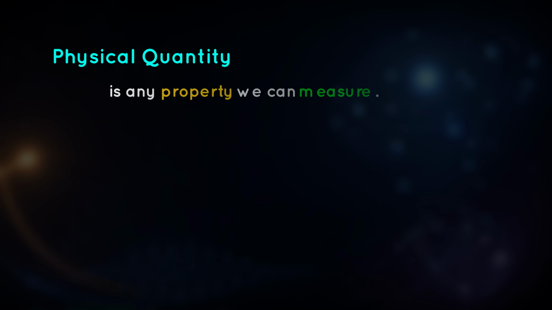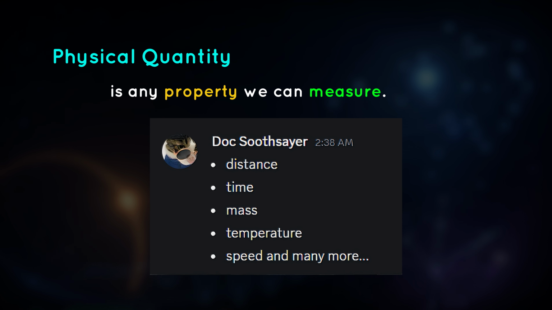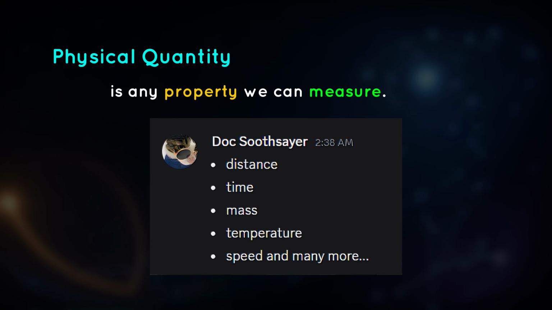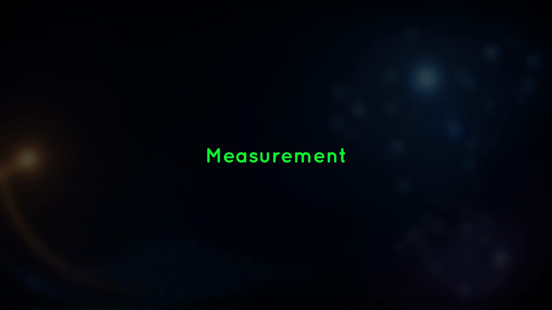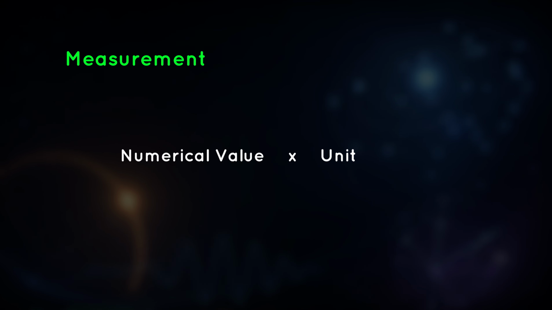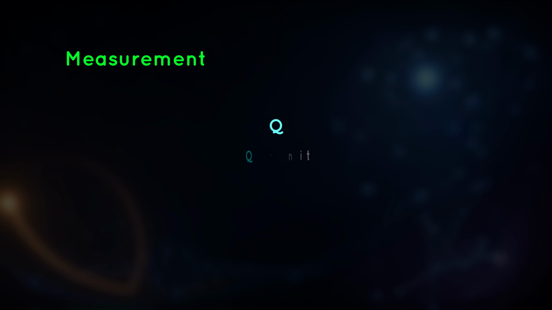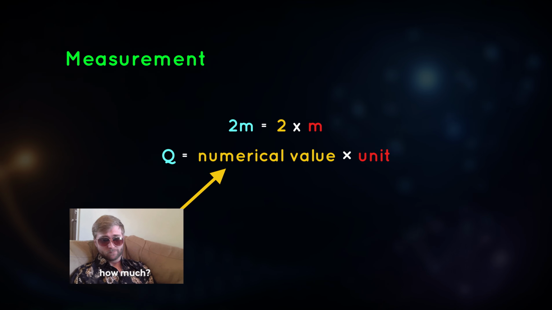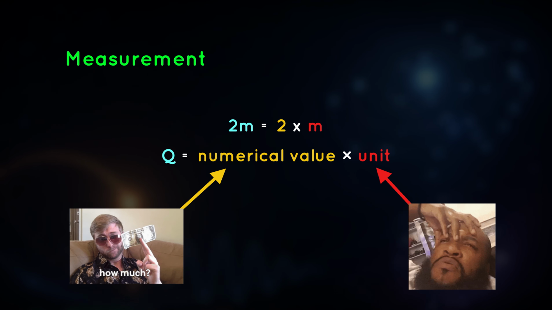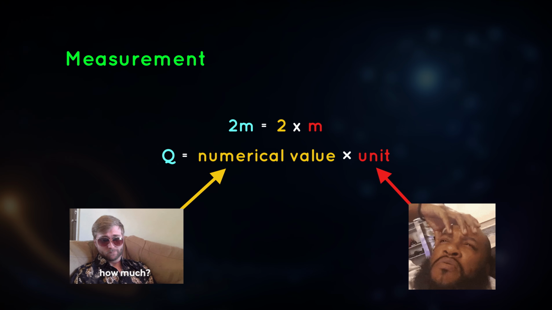A physical quantity is any property we can measure: distance, time, mass, temperature, speed, and many more. Every measurement combines a numerical value with a unit. We can write that idea as quantity equals number multiplied by unit. The number tells us how much. The unit tells us what that amount means.